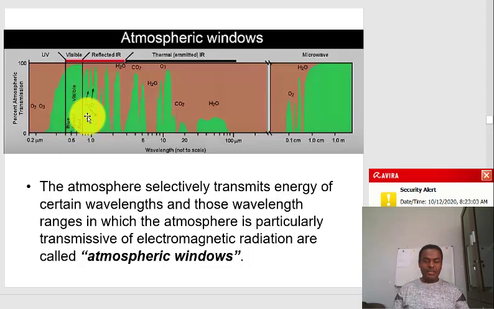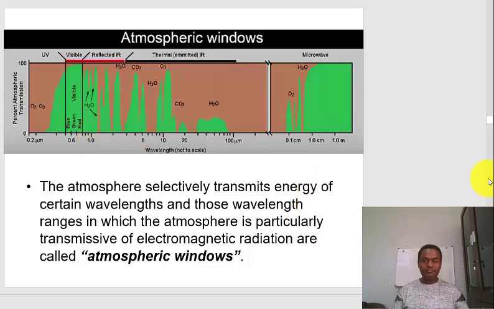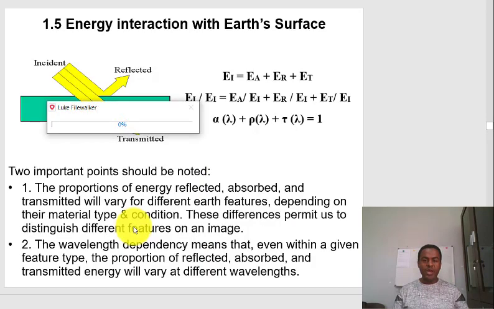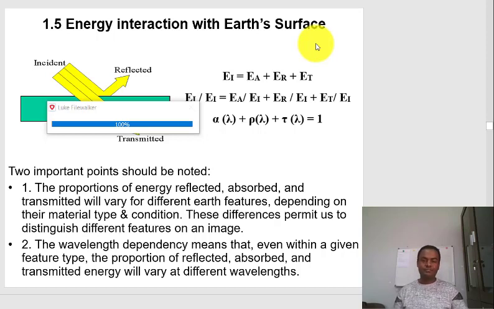Now, let's take a look at section 1.5, which is energy interaction with Earth's surface. Now, let me remind you that once the energy is emanated from the sun, it propagates through the atmosphere, goes through interaction with atmospheric constituents, and reaches the surface of the Earth. What will happen if an electromagnetic radiation reaches the surface of the Earth? This is the next question that you can ask.